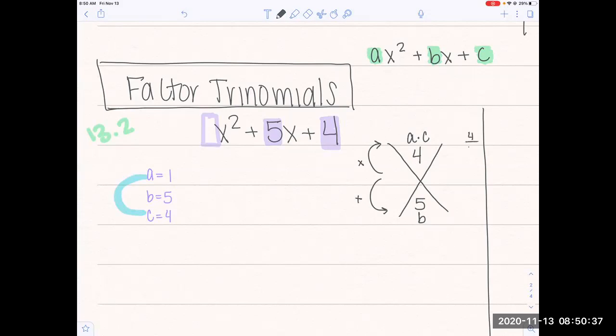My numbers that multiply to 4 are 1 and 4, and 2 and 2. Those are the only two options. Of those numbers, which two will add to 5? Well, 1 and 4, because 1 plus 4 gives me 5. And so the two numbers I'm going to use are positive 1 and positive 4.